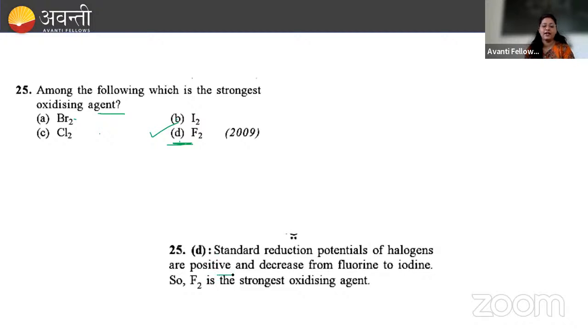Okay, it has standard reduction potential positive. And you know that standard reduction potential goes on decreasing from fluorine to iodine. So जिसका standard reduction potential ज्यादा होगा वो क्या होगा, ज्यादा अच्छा क्या होगा, oxidizing agent, right? So standard reduction potential of halogens are positive and it decreases from fluorine to iodine. So F2 is the strongest oxidizing agent. ठीक है, बात ध्यान में रखना है.